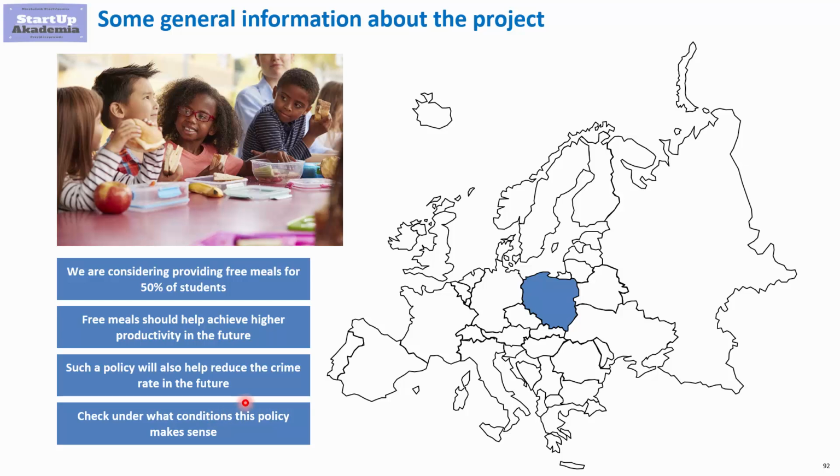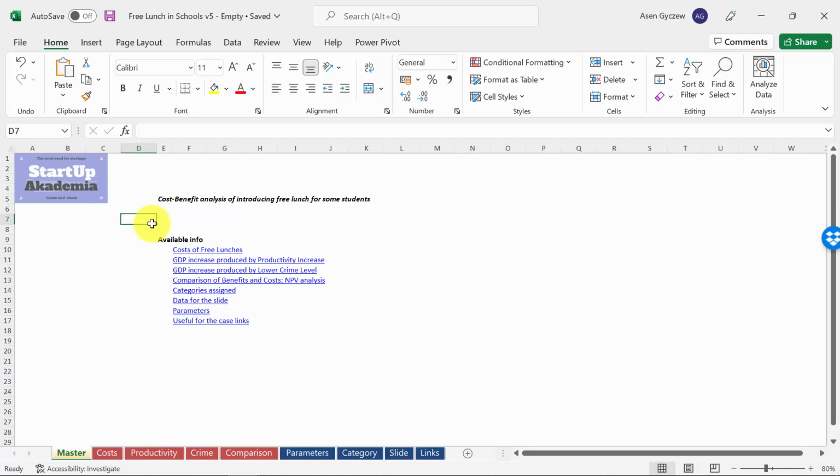On one side, we're going to have the costs of providing free lunch to 50% of the students. And on the other side, we're going to have those two benefits that we have mentioned. We will try to somehow estimate them. So that's in short. Let's move to Excel and let's look at the data that you will need for this case study. Please open the file attached to the lecture, which is called Free Lunch in Schools version 5MT.